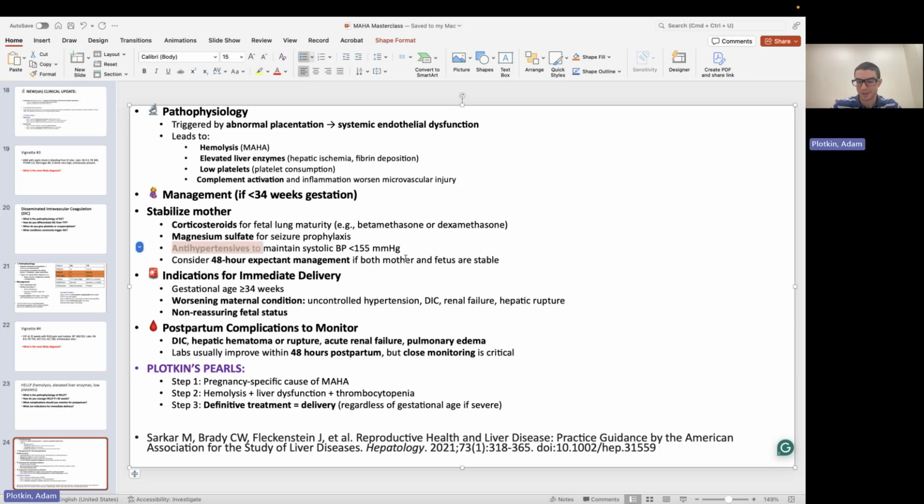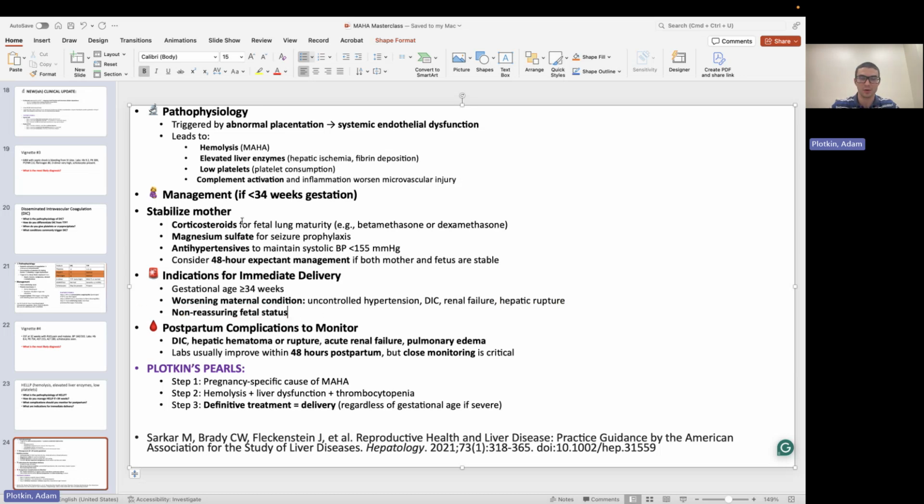We can give antihypertensives, right? The four antihypertensives that are usually safe in pregnancy are nifedipine, hydralazine, labetalol, and alpha methyldopa. And then we can consider 48-hour expectant management if both mom and fetus are stable. But indications for immediate delivery: if mom presents with HELP at greater than or equal to 34 weeks, that's an indication. If the mom starts deteriorating, with uncontrolled hypertension, DIC, renal failure, or hepatic rupture, those are indications to deliver. And if there is non-reassuring fetal status, all indications to deliver.